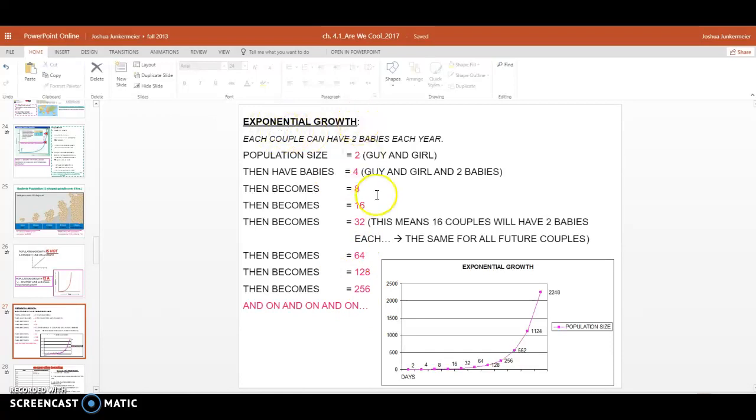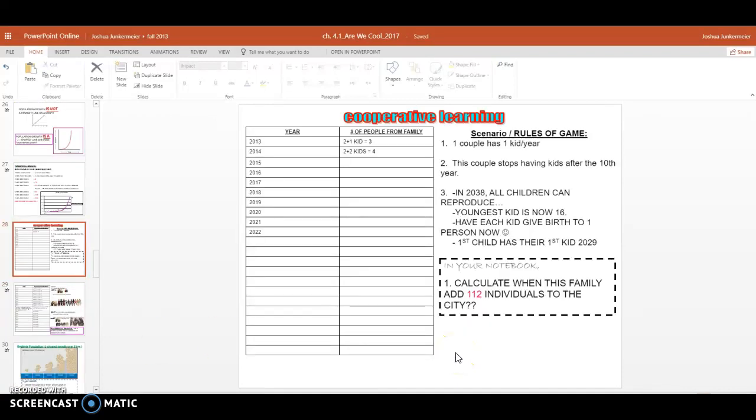So exponential growth is, after each year, the population grows faster and faster. And that's why the line is so steep. You can see it takes less and less time to double their population. Exponential, double.